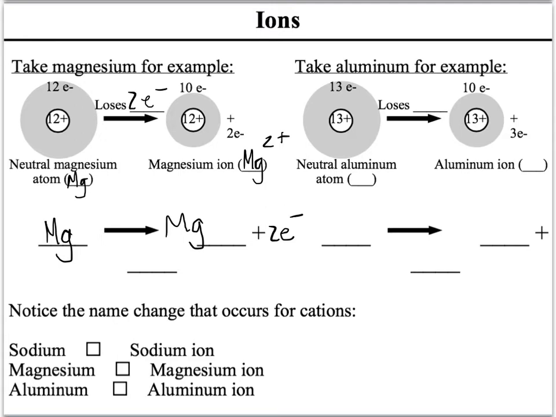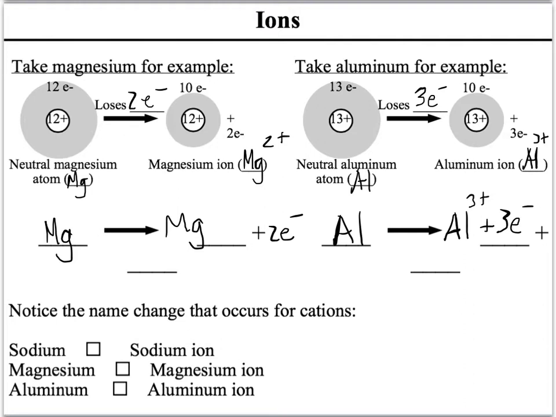Okay, our next example is with aluminum. Aluminum has 13 protons before, 13 protons after. It has 13 electrons before, only 10 electrons afterwards. So it loses 3 electrons. Our neutral aluminum atom is Al. Our aluminum ion is Al3+. We write that out as a formula: Al yields Al3+ plus 3 electrons.